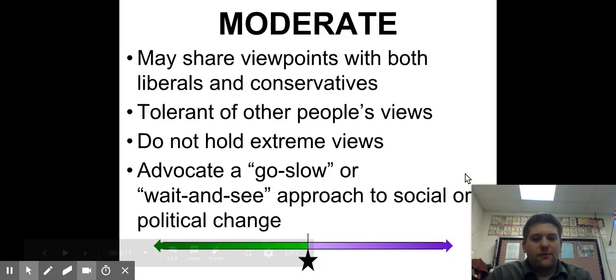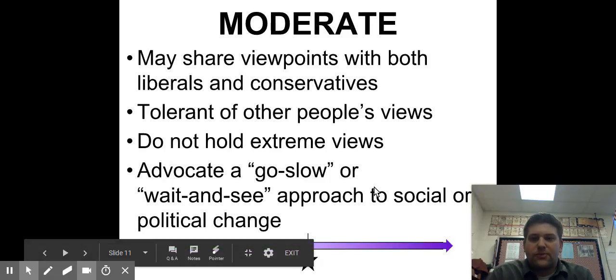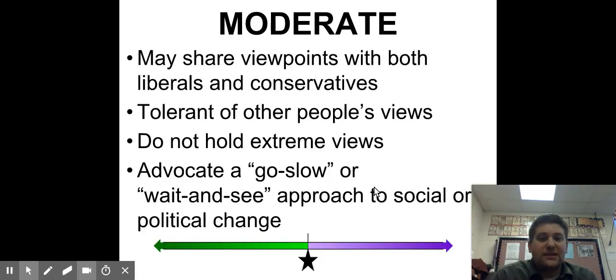If you're a moderate, you fall smack dab in the middle of the political spectrum. And most likely you're going to share viewpoints with both conservatives and liberals. So you're kind of in between, right? That's why you're in the center. You tend to be tolerant of other people's views, both the liberals and the conservatives, because you can see both sides.